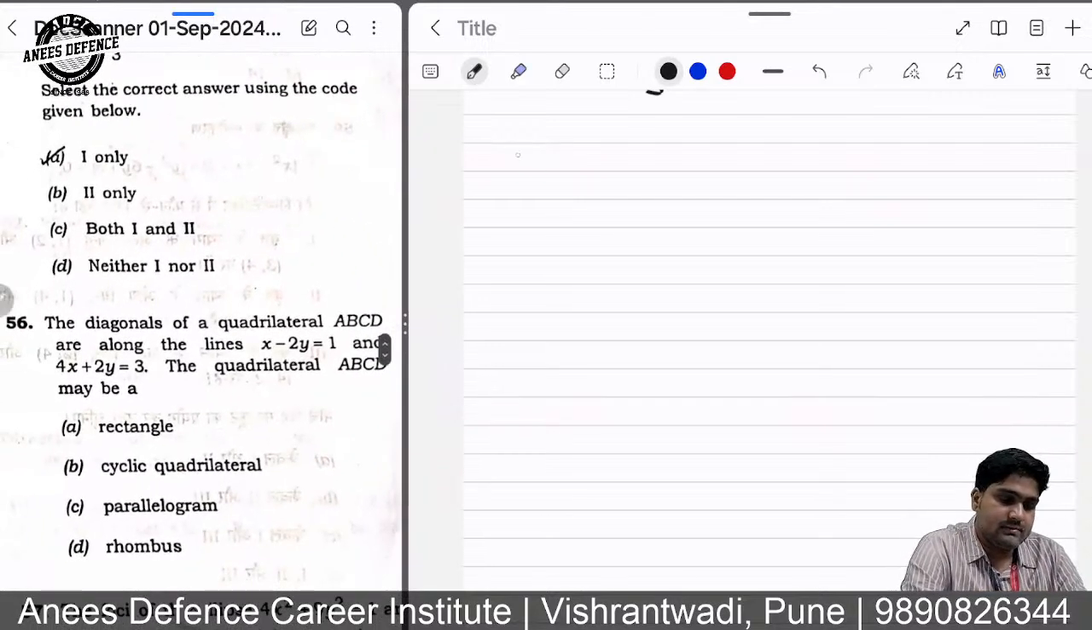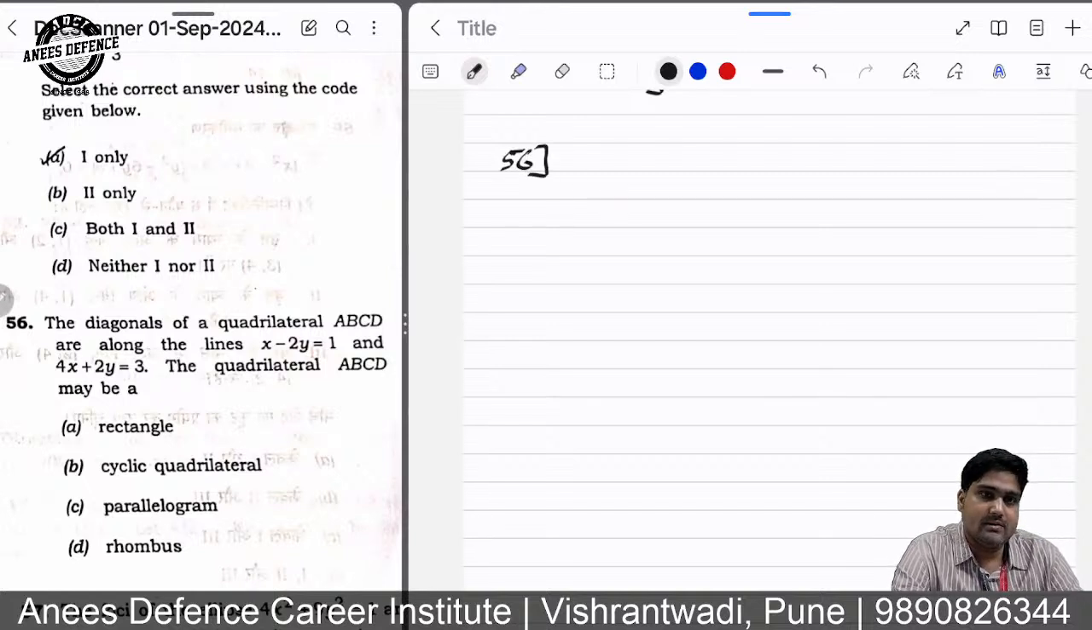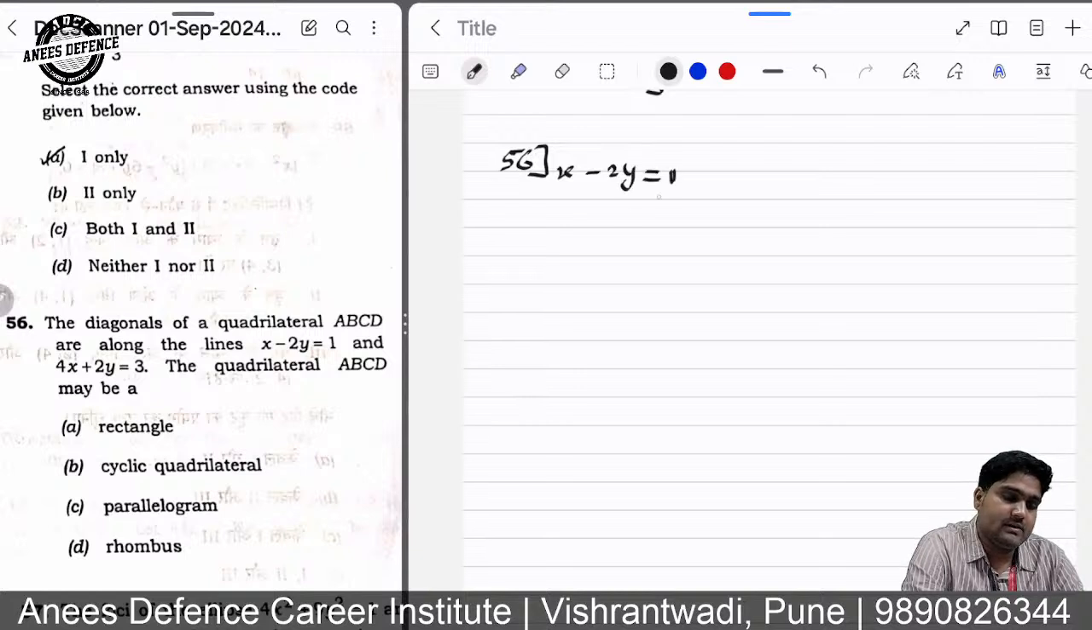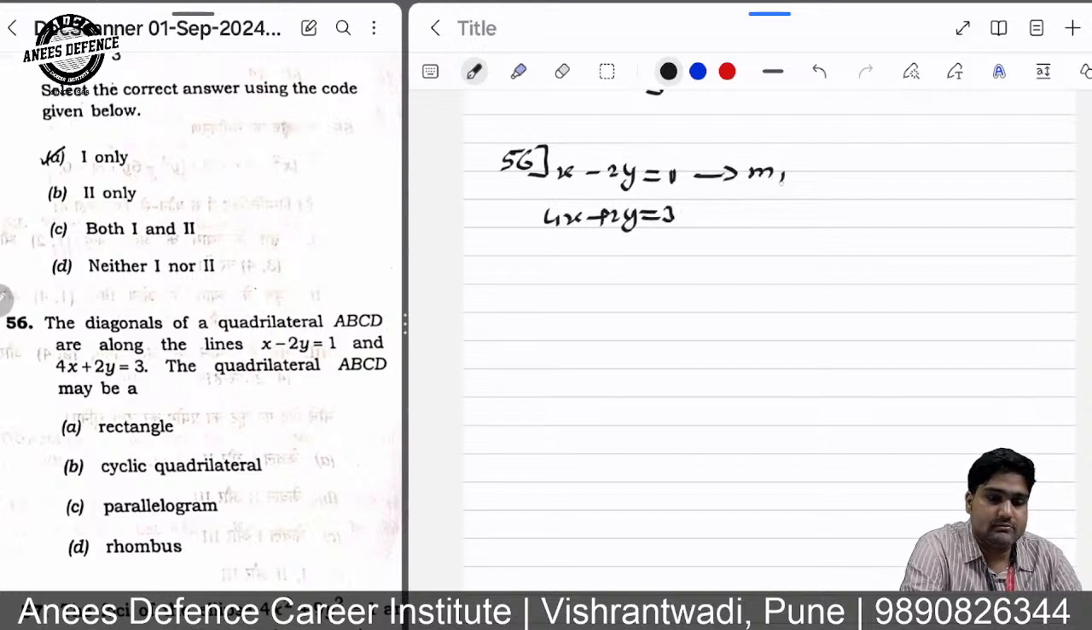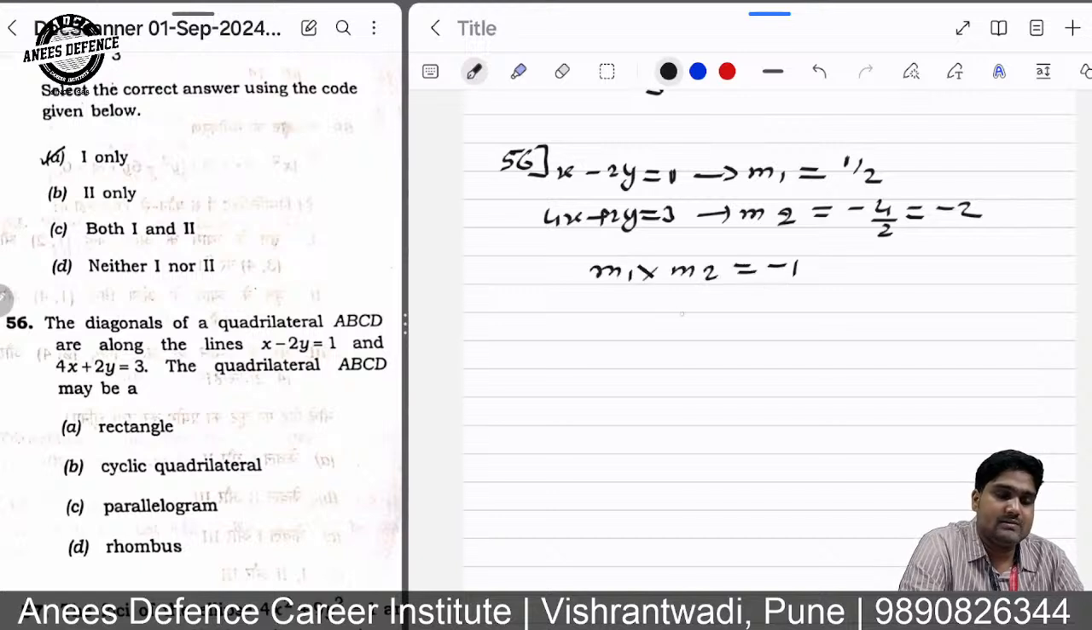Question number 56. In this question, a quadrilateral ABCD is given. One of the diagonals lies along x minus 2y equals 1, and the other diagonal along 4x plus 2y equals 3. What is the slope of this line? The slope is the coefficient of x upon the coefficient of y with a negative sign, so it's 1 by 2. The slope of the other line is minus 4 by 2, which is minus 2. As we can see, the product of the slopes is minus 1.